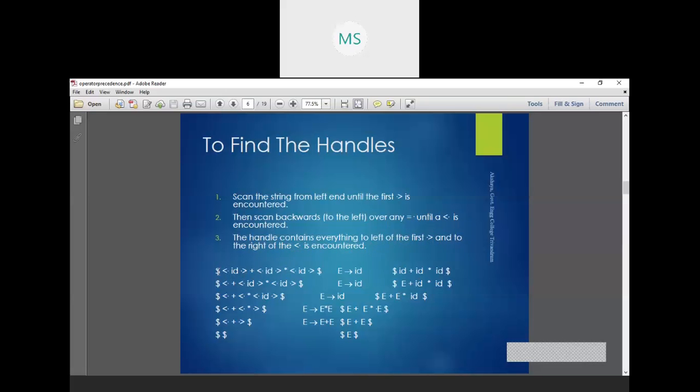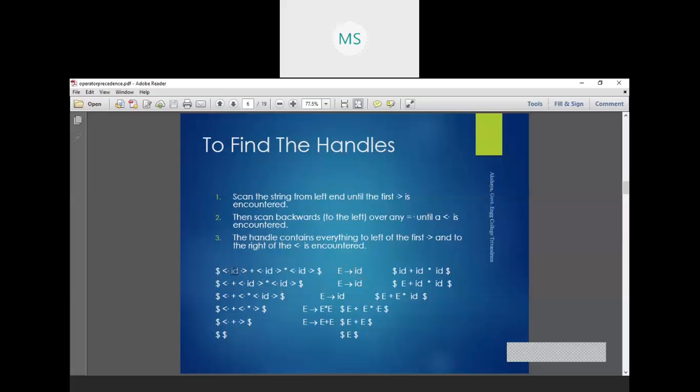Okay, now I am scanning from here to here. When I get the greater than symbol, the second step is to scan backwards to get the first less than symbol. Then I have to get the handle. The handle is always between the greater than and the less than. What is the handle I got? ID. Then you have a grammar where ID will be replaced with E.